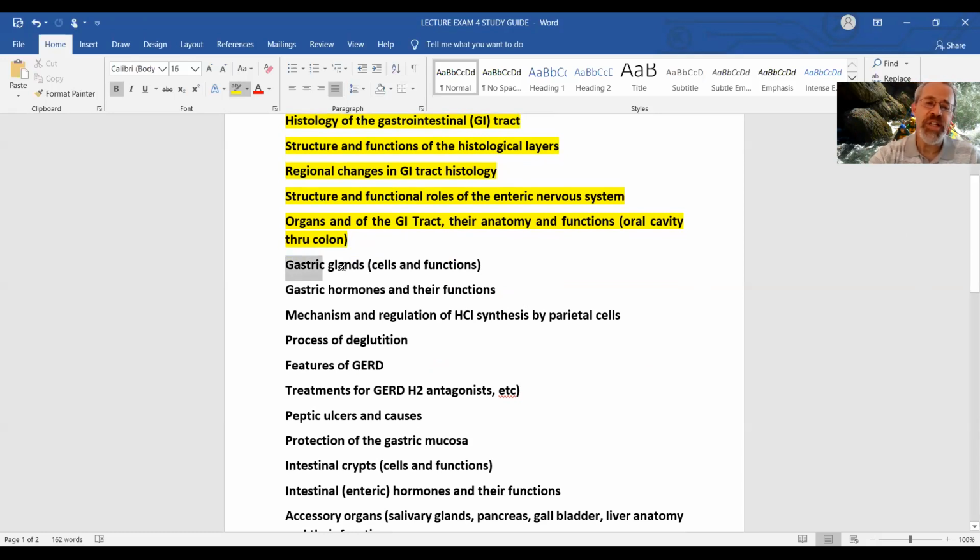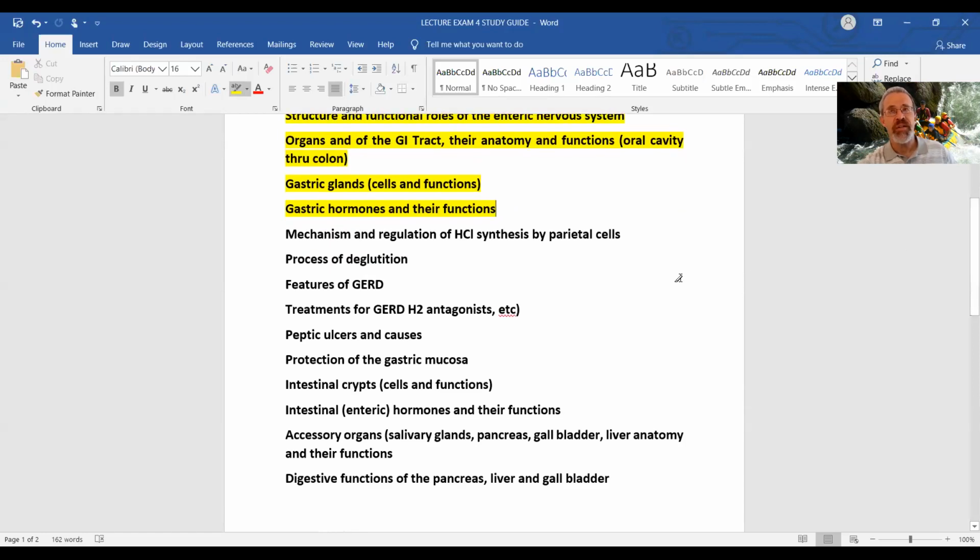Some of the modifications that I mentioned before with the histology: know about the gastric glands. What are the cells of the gastric glands and what is their function? Remember, one of the cells is an endocrine cell. So know that this cell produces 4 different hormones. You should know the primary role of those hormones, whether they increase digestive function, whether they decrease digestive function, whether they promote appetite.